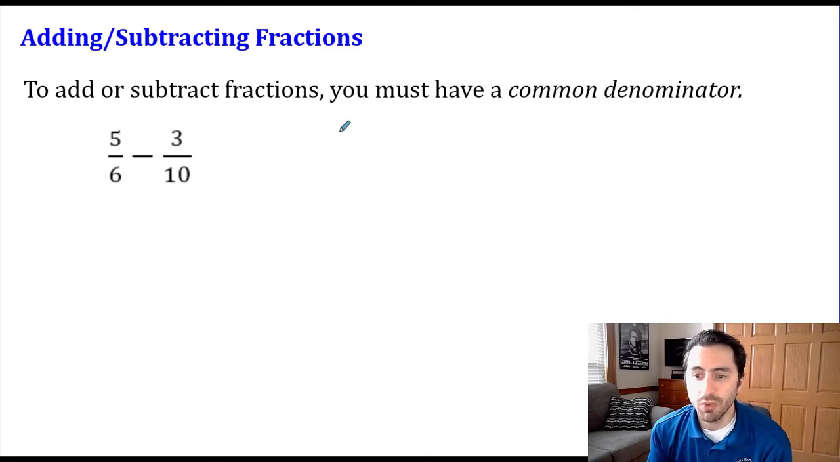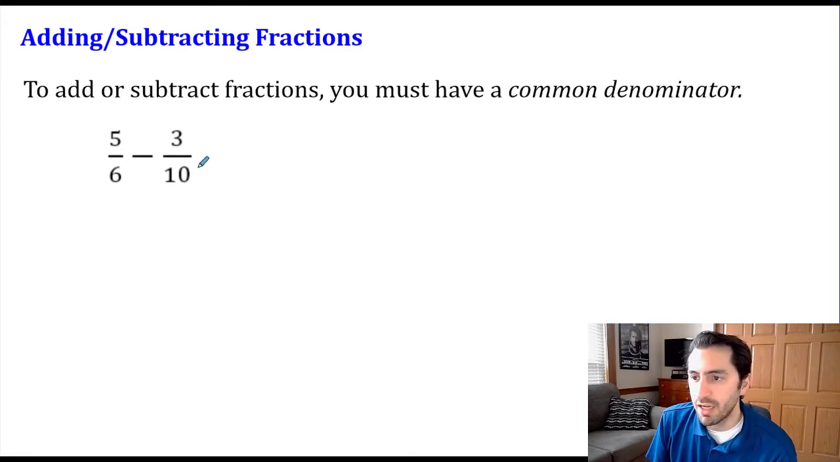So when I'm looking at this example, I have 5 over 6 minus 3 over 10. The denominators don't match right now. So the first thing we have to do is make those denominators match. And the way we're going to do that is by using equivalent fractions. So what we want to do is multiply the numerator and the denominator of each of these fractions by some number that will make these match.